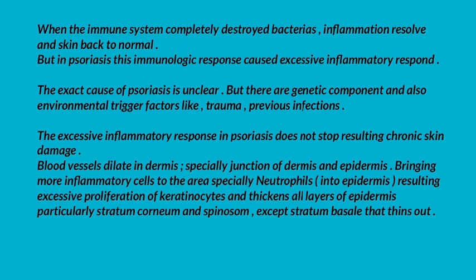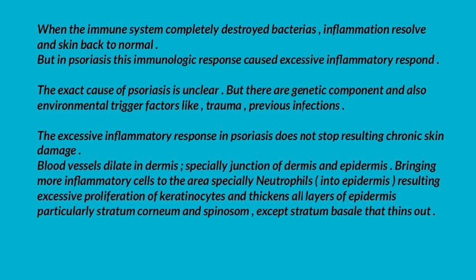When the immune system completely destroys the bacteria, inflammation resolves and the skin goes back to normal. But in psoriasis, this immunologic response causes an excessive inflammatory response. The exact cause of psoriasis is unclear, but there are genetic components and also environmental trigger factors like trauma and previous infections. The excessive inflammatory response in psoriasis does not stop, resulting in chronic skin damage.